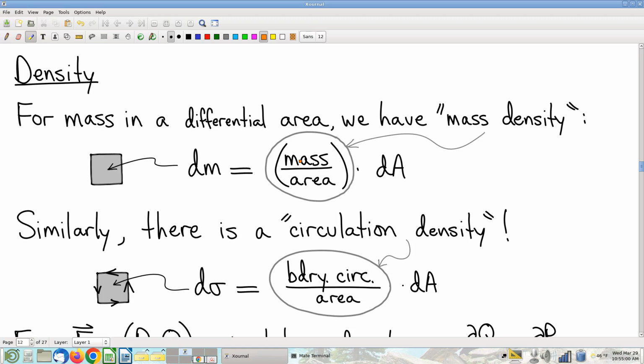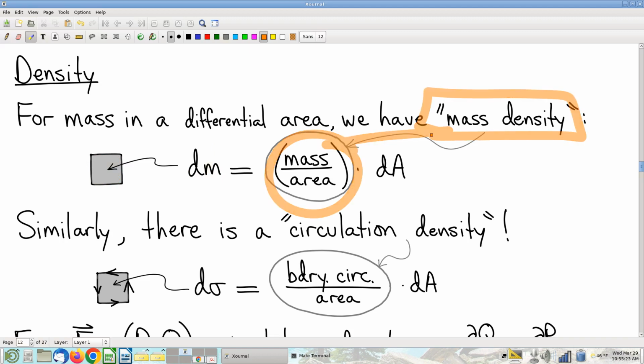Right? Now, old concept: if you have a little piece of area and you ask, okay, there's a certain amount of mass in that area, and there's, of course, a certain amount of area that it's distributed over, just looking at that little rectangle right there. It's perfectly reasonable to talk about how much mass per unit area. And we have a word for this. We call it mass density.